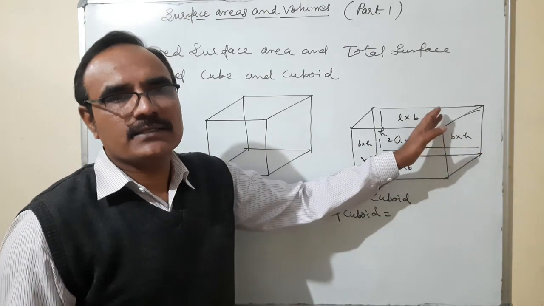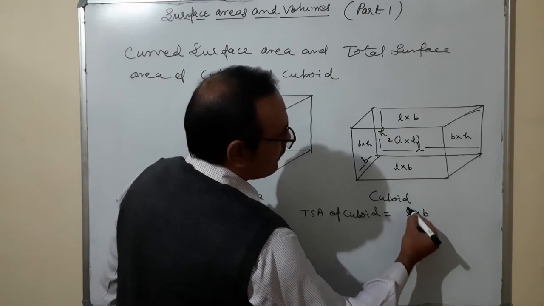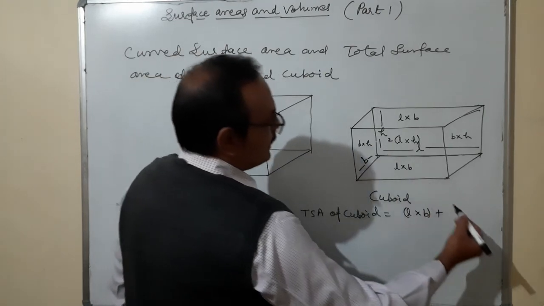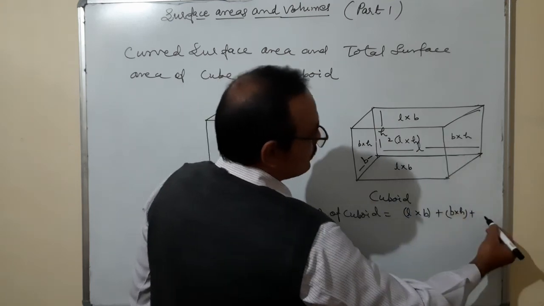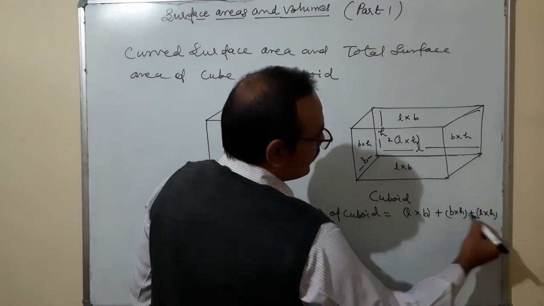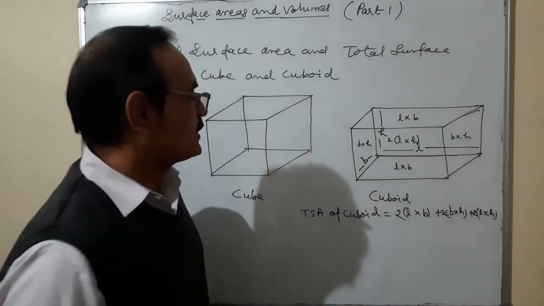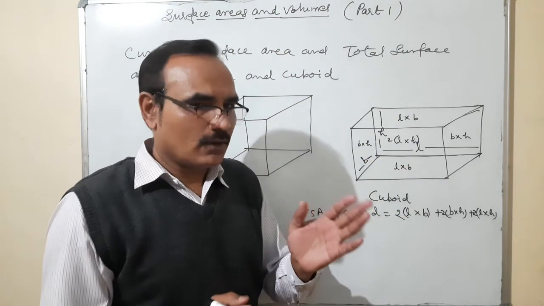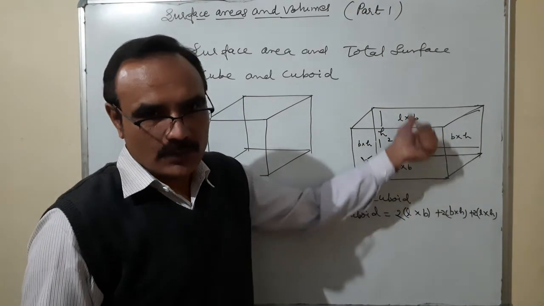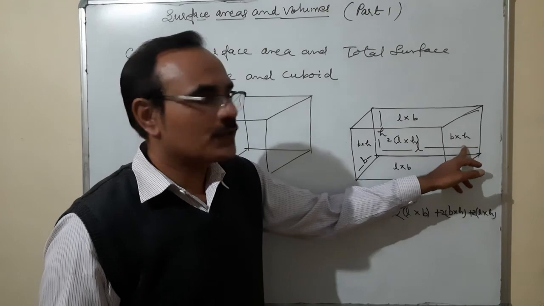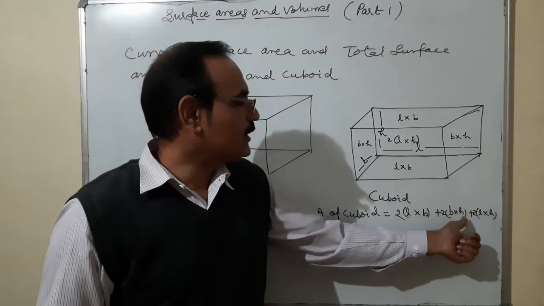TSA of cuboid is equal to the total surface area of all rectangles. How many rectangles are there? 6 rectangles. One area of rectangle is equal to L into B, plus second area of rectangle B into H, plus third area of rectangle L into H. Each is multiplied by 2. Why? Because all are in pairs: length into breadth, length into breadth, one pair. Second pair B into H, B into H, and L into H, L into H. So there are 3 pairs.